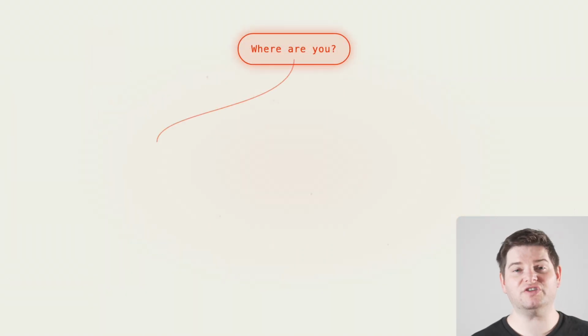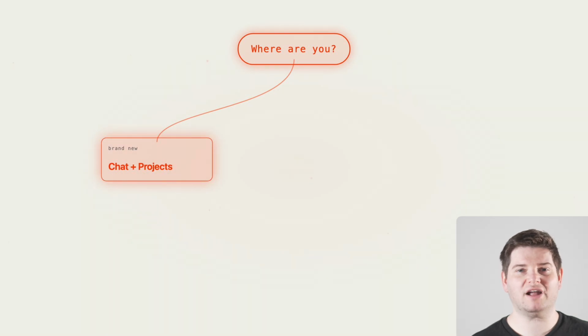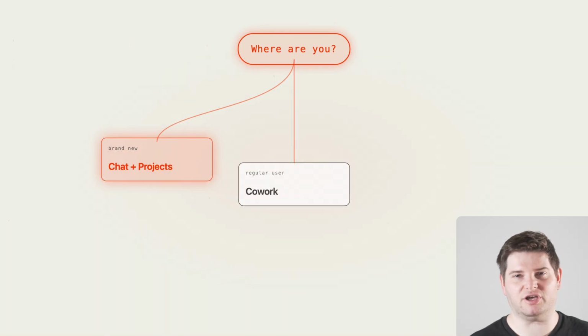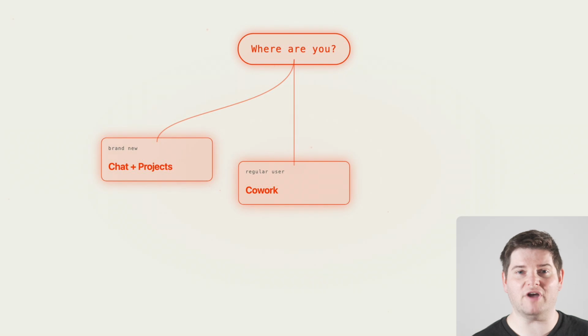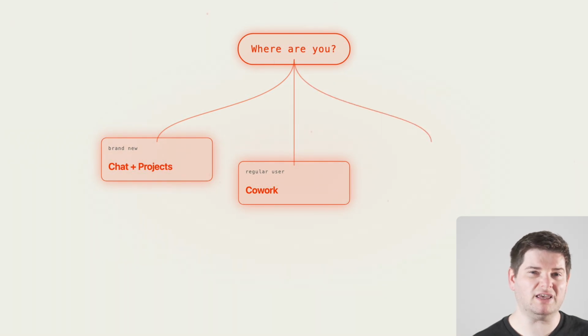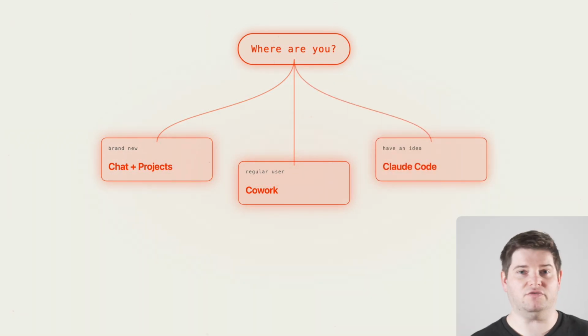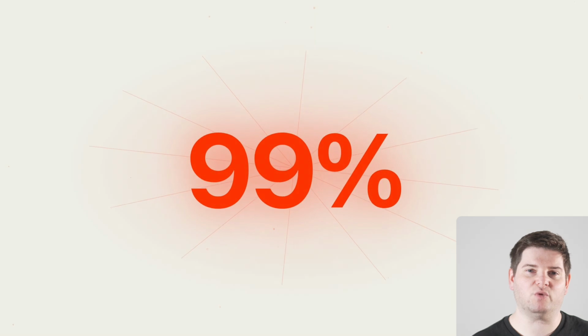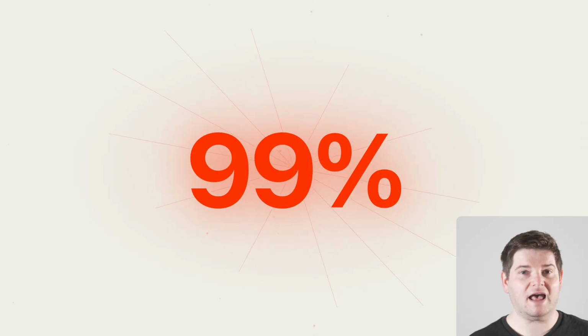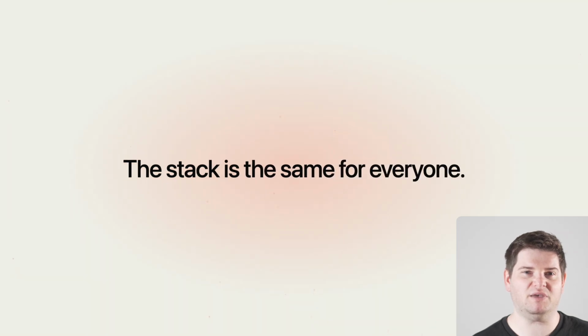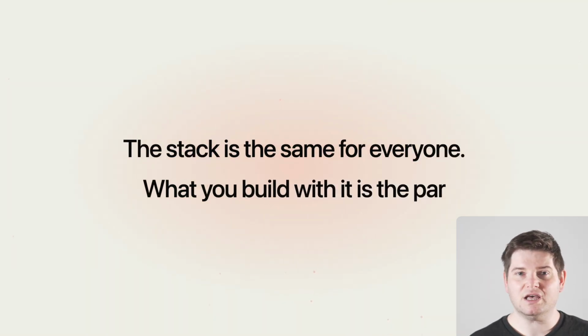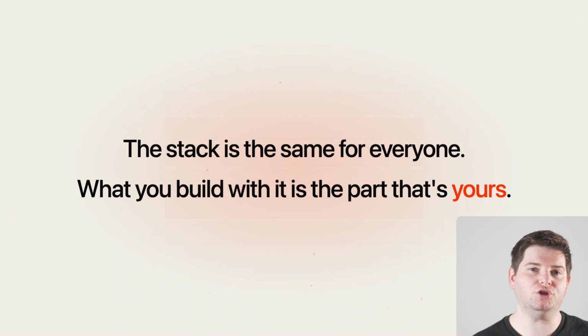You don't need all 6 on day one. If you're brand new, start with Chat and projects. If you're already using Claude regularly, Cowork is probably the next unlock. If you've got an idea, you want to build Claude Code. And whenever you find yourself repeating instructions, that's when you create a skill. Now you know they exist, which already puts you ahead of 99% of people using Claude. The stack is the same for everyone. What you build with it is the part that's yours.